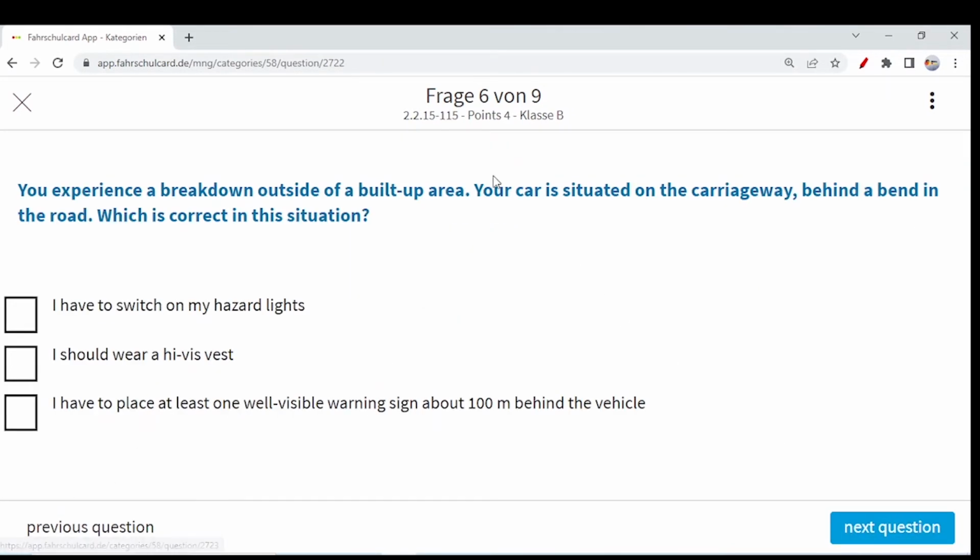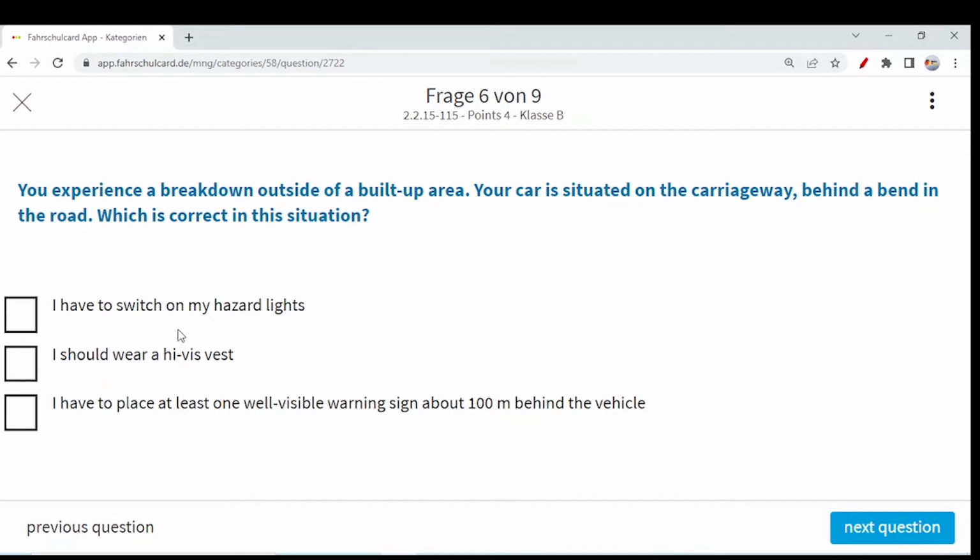So the next question is, you experience a breakdown outside of a build-up area. So your breakdown, you are outside a build-up area, and it could be any problem, maybe technical problem, maybe some other problem, and your car is situated on the carriageway behind a bend in the road. So your car is located behind a bend in the road, and you are outside of build-up area. Outside build-up area, speed could be even 100 km per hour. On a motorway, more than 120. Very critical situation, and you are on a bend.